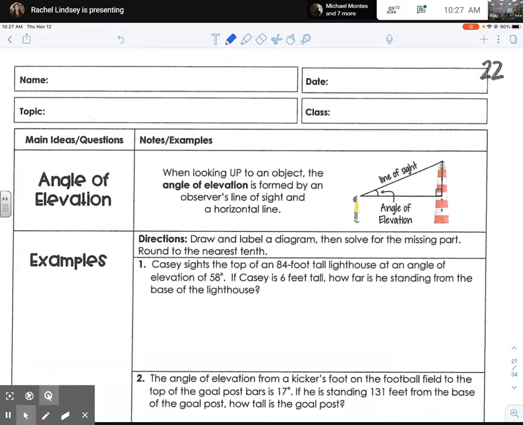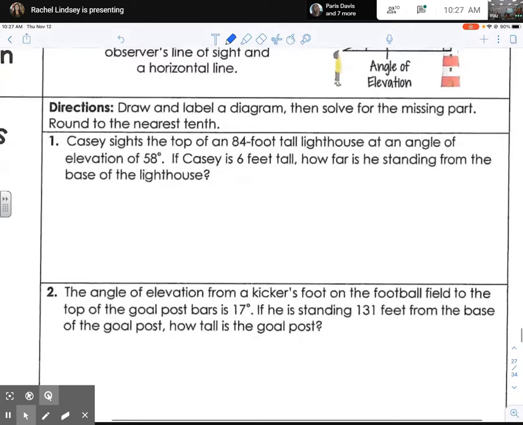So, looking at number 1, I'm just going to read through these and go through them. Hopefully, by the end of today, you'll understand a little bit better how to do these. Casey sights the top of an 84-foot tall lighthouse at an angle of elevation of 58 degrees. If Casey is 6 feet tall, how far is he standing from the base of the lighthouse?